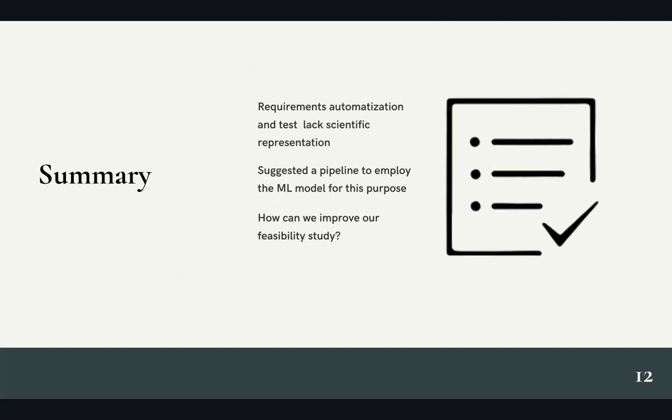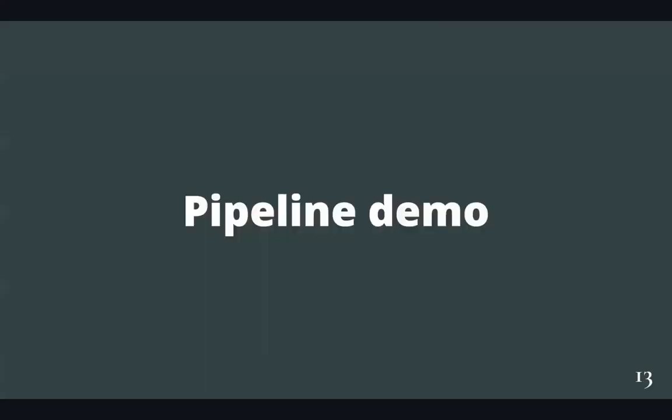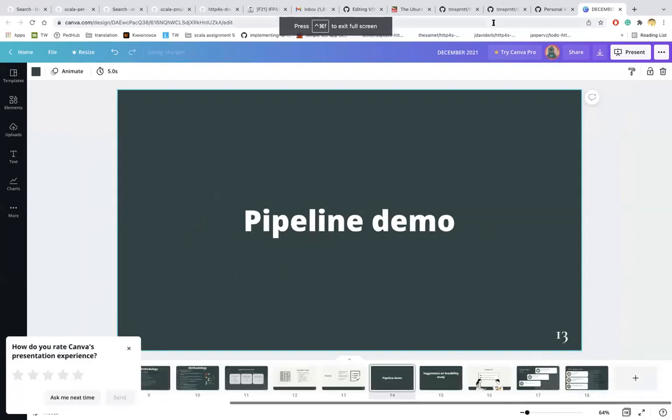So currently we can say that requirements-to-test generation is not largely represented in the scientific community. We suggested a pipeline to employ a machine learning model for the purpose of transforming requirements into Java test classes. And currently we are going to show some demo of this pipeline, and we would be glad if you suggest some improvements for our feasibility study. Let's move to the demo.